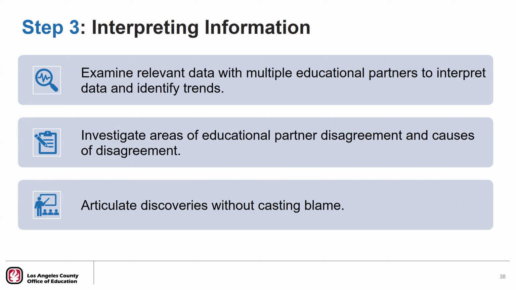The next step is interpreting information. And during this step, educational partners examine data to draw conclusions, identify trends, and begin to identify improvement needs. And so some things that you'll want to consider during this step include, what does the data reveal? What are the strengths and challenges of the current school program? Were there any themes or trends that emerged from the analysis of the data? And how can we articulate what we've learned from the data analysis without casting blame?